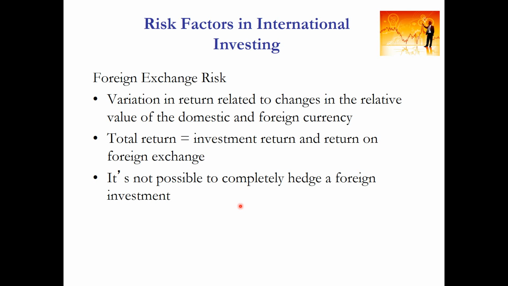Now, because we are adding that additional layer of return on foreign exchange, which can be positive or negative, what we are really doing is adding a degree of uncertainty, or a degree of risk, around our total return. It's important to note that it's often difficult, if not impossible, to completely hedge foreign exchange risk. So this risk is always going to be there in some capacity. So let's see an example.